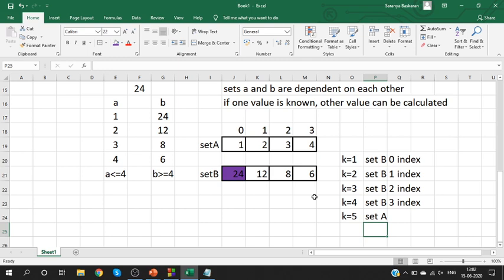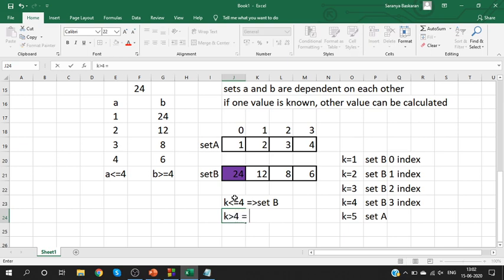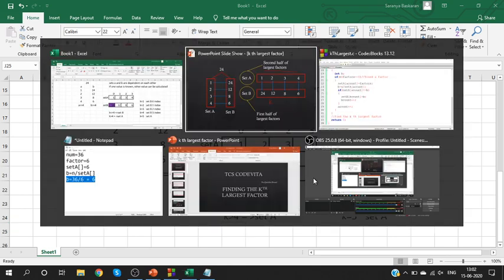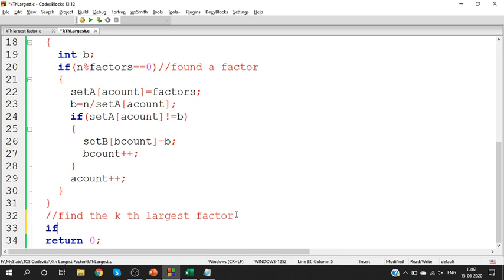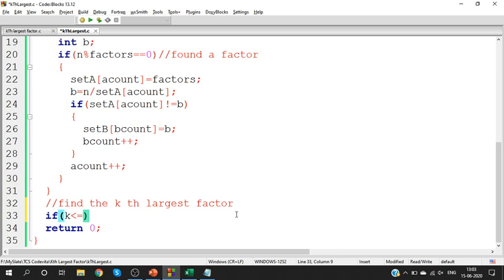So how will I know where to check? If the K value is less than or equal to 4, check in set B. If K is greater than 4, check in set A. How will I know that? Because set B has 4 elements. This 4 is nothing but the number of elements in set B. So your condition will be: if K is less than or equal to the number of elements in set B.